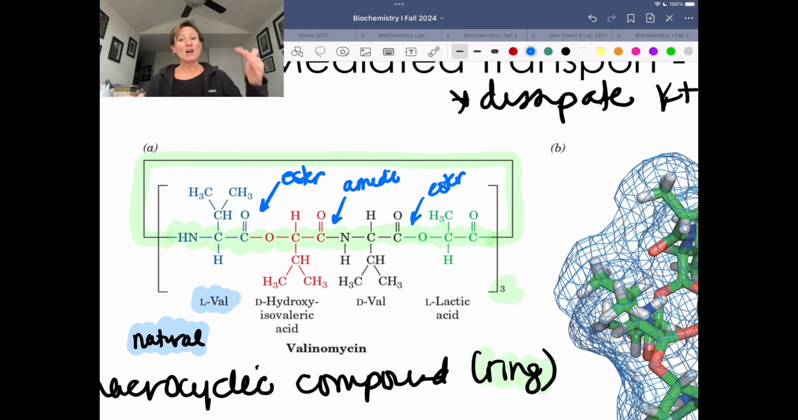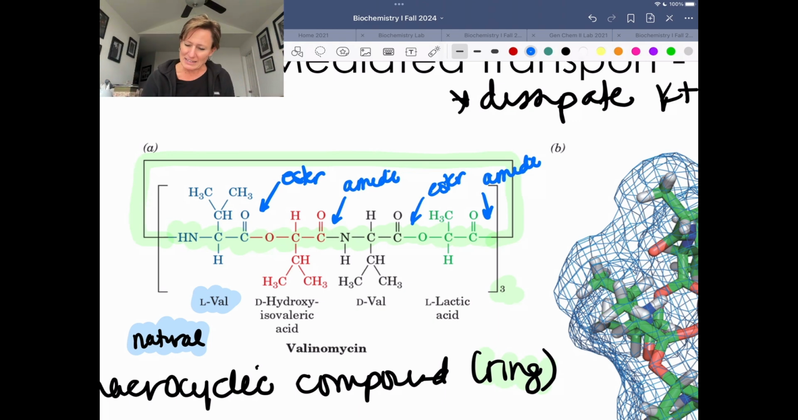Because we combined the carboxylic acid from that valine residue with the alcohol from our lactic acid, and then coming back around here and connecting our final linkage. Remember, this is going to be a carboxylic acid from lactic acid hooked to the amine group from that valine residue, and so we have our last amide linkage there. So ester, amide. But that's not really the part that's important here.